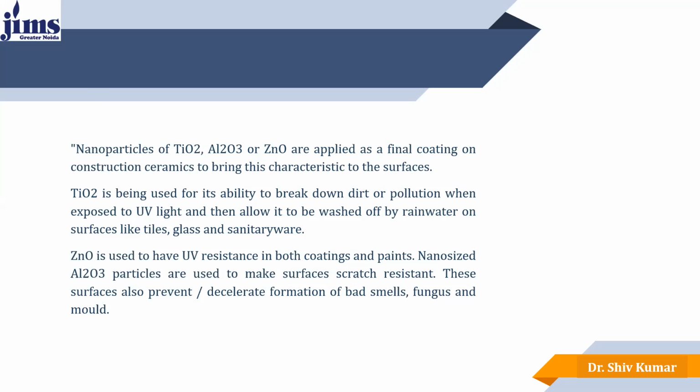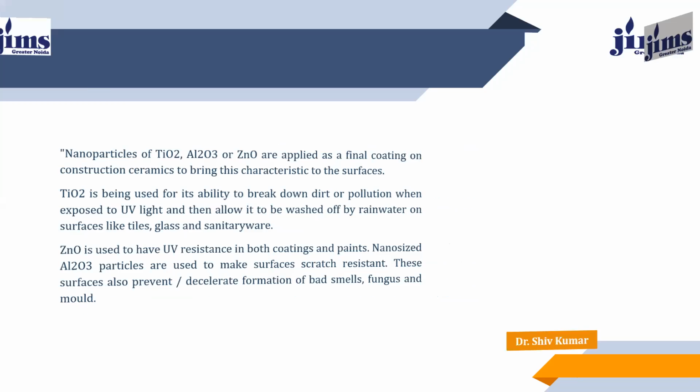TiO2 is used for its ability to break down dirt or pollution when exposed to UV light and then allow it to be washed off by rainwater on surfaces like tiles, glaze, glass, or sanitary ware. Similarly, ZnO is used for UV resistance in both coatings and paints. Nano-sized aluminum oxide particles are used to make the surface scratch resistant. These surfaces also prevent the formation of bad smells, fungus, and molds.